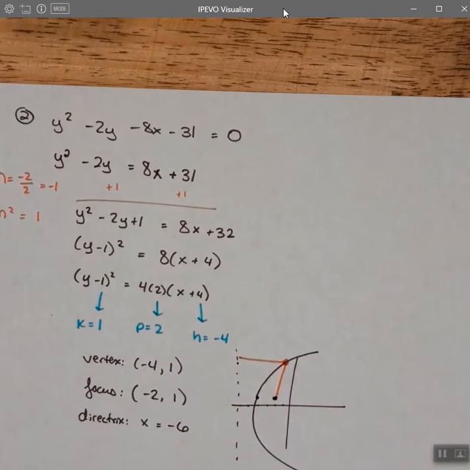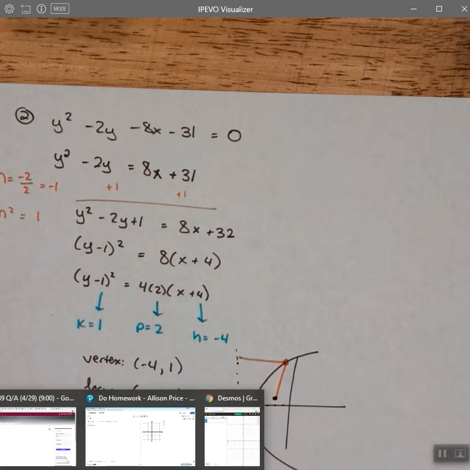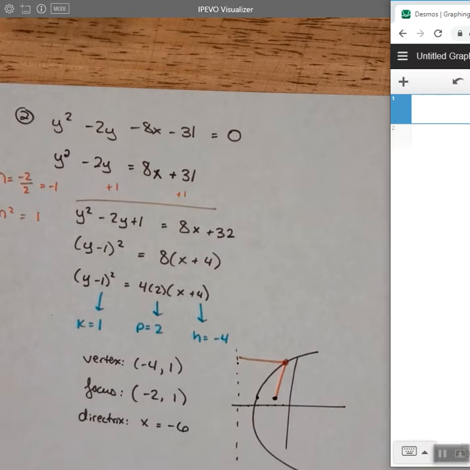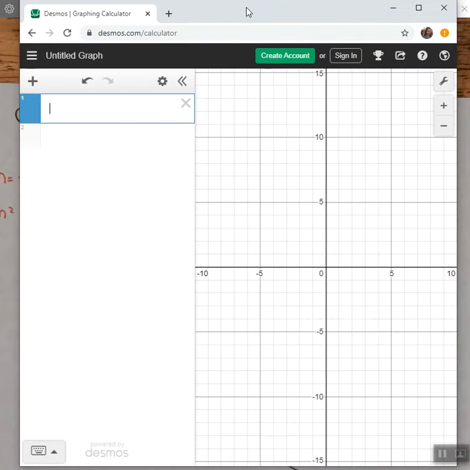Alright, so I'm going to take a look on Desmos, just graph this one, kind of see how the parts look up in an actual graph. There we go. Oops, where's my Desmos window? Oh, it's just off to the side here. Got it. Alright, so I'm going to type in what I found. I found y minus 1 squared equals 4 times 2 times x plus 4.